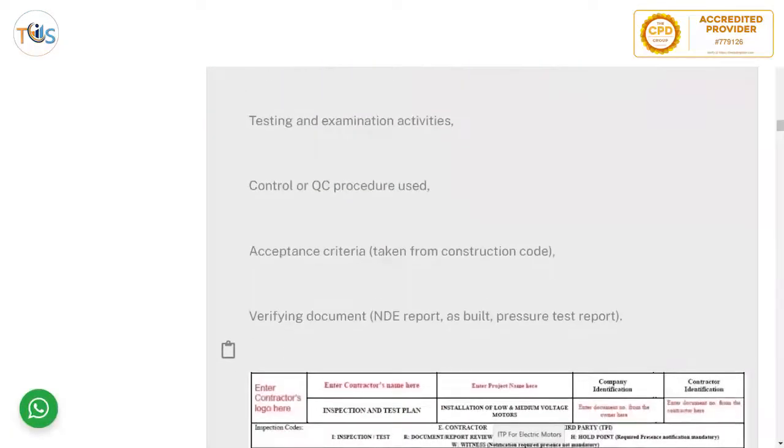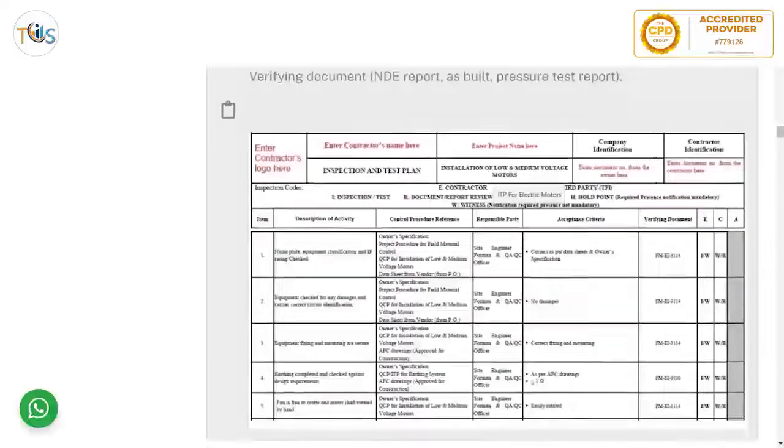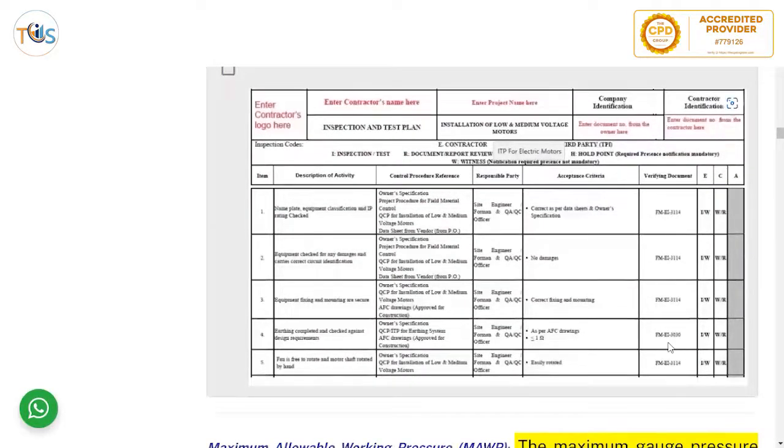So normally a single ITP where intervention points of key players, sub-supplier, supplier, third party, authorized inspector, and client are annotated, and the ITP shows testing and examination activities, control or QC procedures used, acceptance criteria, and verifying documents such as NDE reports as well.